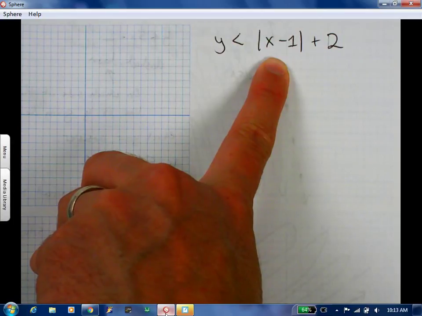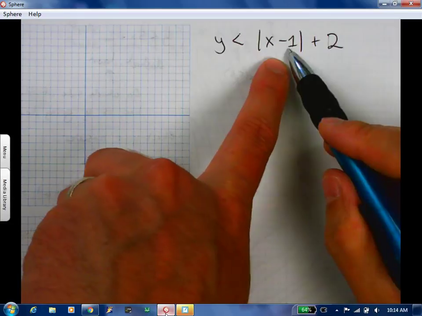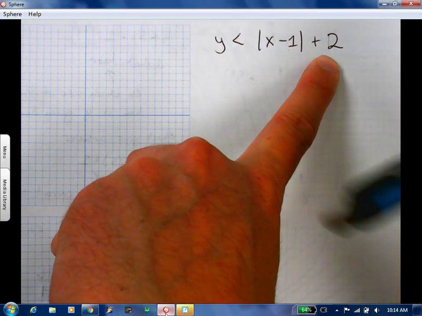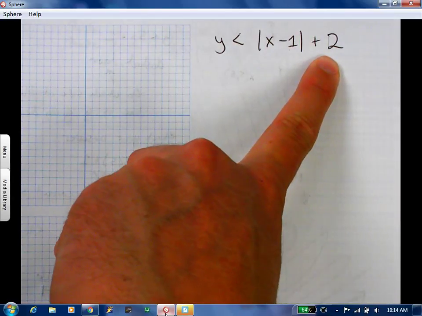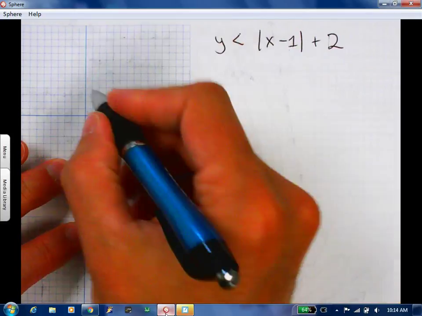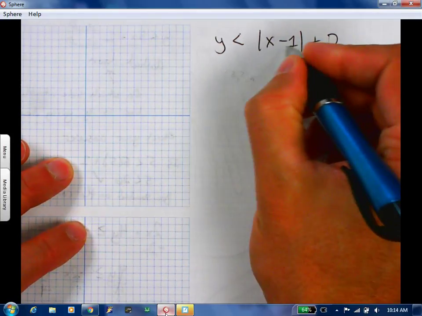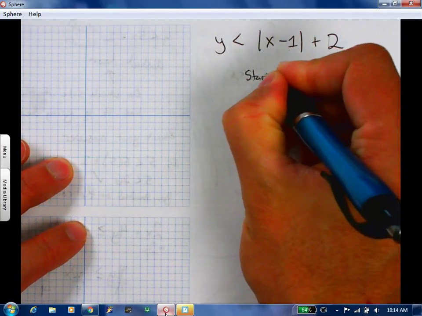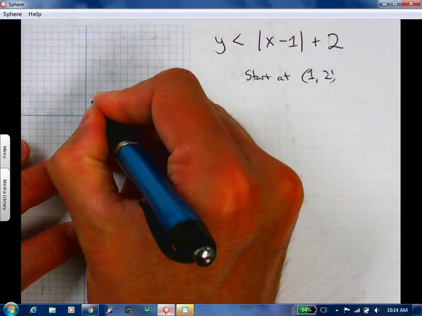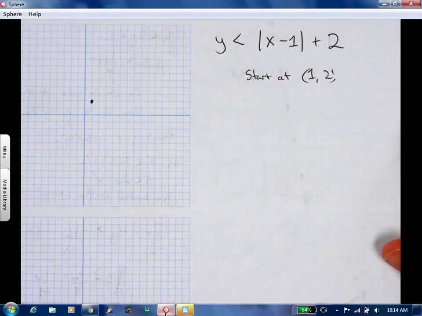So you may need to pull out those notes again. This makes it go right one, and the +2 on the outside makes it go up. Anyway, so instead of starting at 0, 0, it's going to start at 1, 2. So yes, what we did at the end of last week is going to be used today.